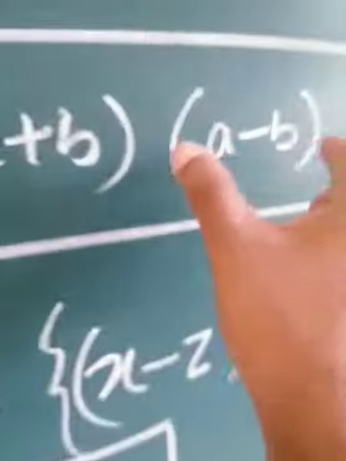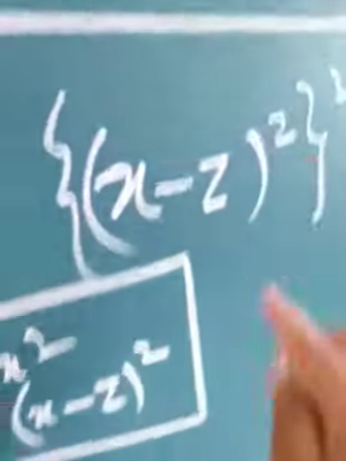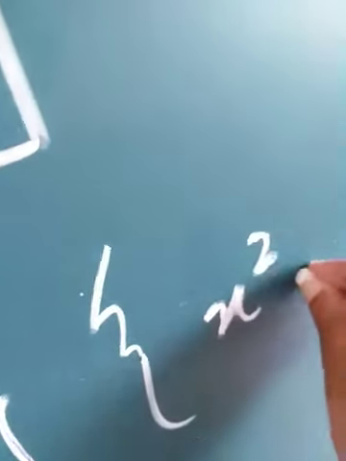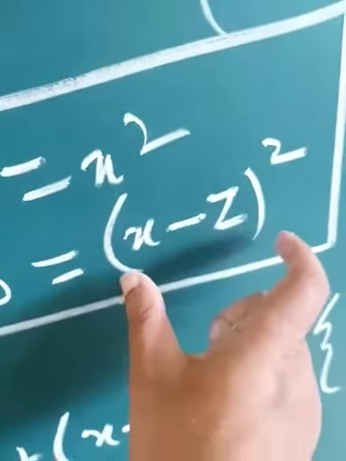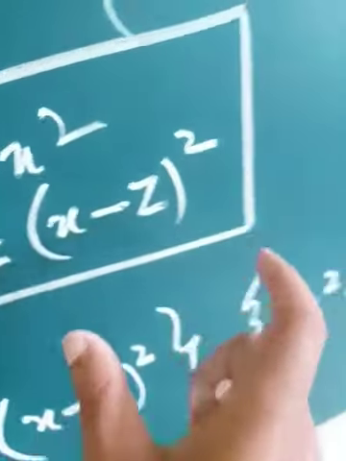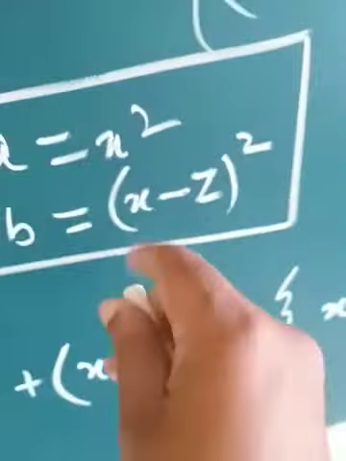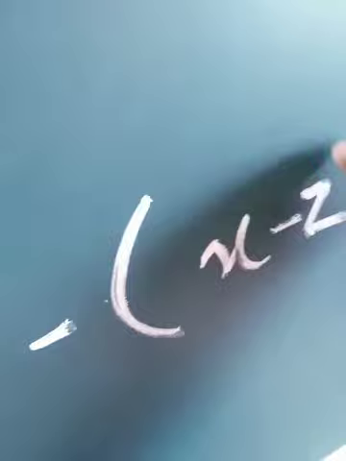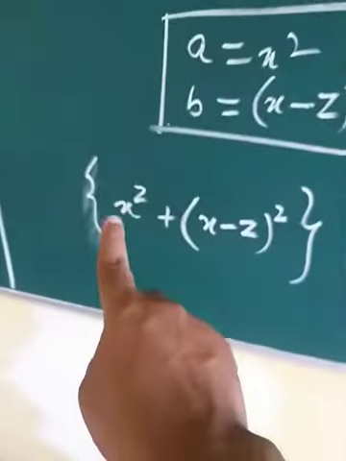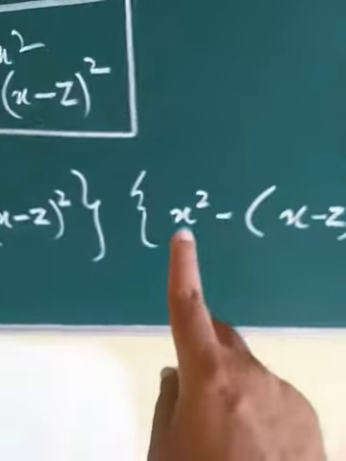Now what is the next part that we have to write? A minus b. So again give the curly bracket. Now a is x square, so this is a minus, and as I said, when you see a binomial or trinomial term, you have to put it inside the bracket, that is (x minus z) whole square. So this is written in the form of (a plus b)(a minus b).